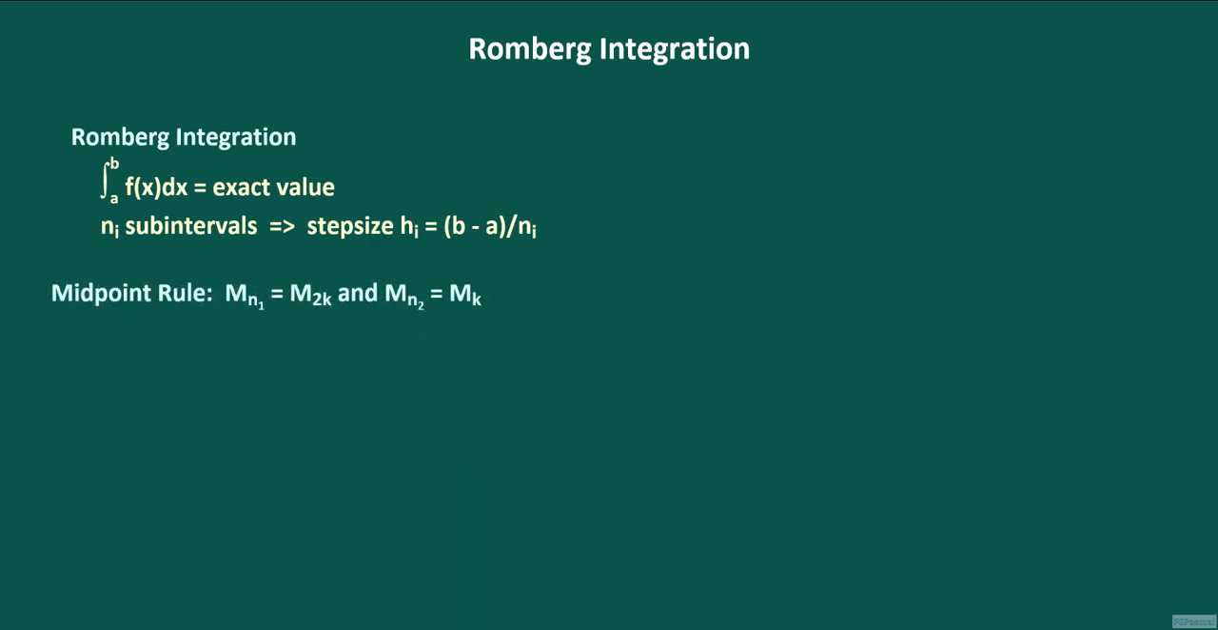For the midpoint rule, when using n sub i subintervals and the estimate m sub n sub i, we define the error quantity e sub mi to be equal to the exact value of the integral minus m sub n sub i. E sub mi is of order h sub i squared, so it should behave like some constant c sub m times h sub i squared for small values of h sub i.